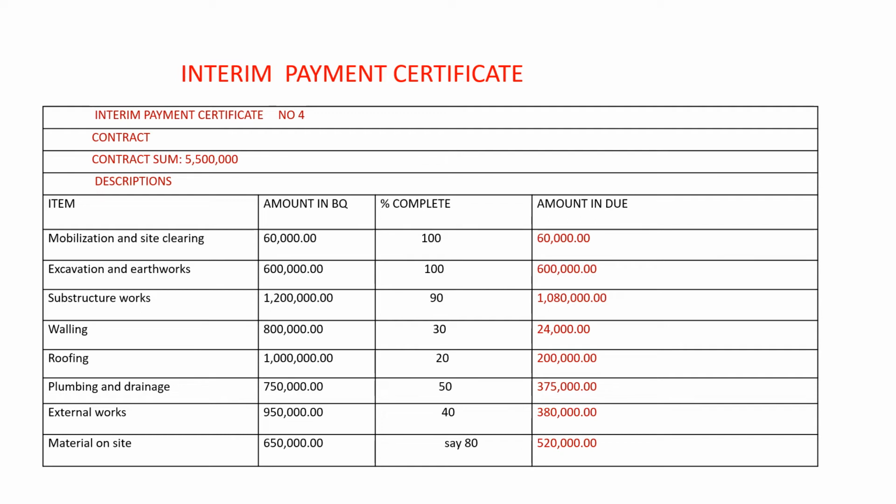380,000. And then finally we have 650,000, which is in the BQ, but we were not given the percentage completion for materials on site. So we've said assume 80% of the materials are on site, is the quantity of the materials on site. So 80% of 650,000, it gives us 520,000. So this is the amount that is due to be paid to the contractor.